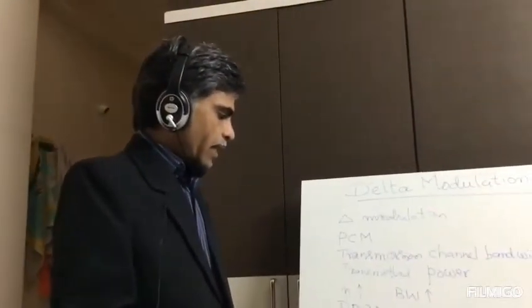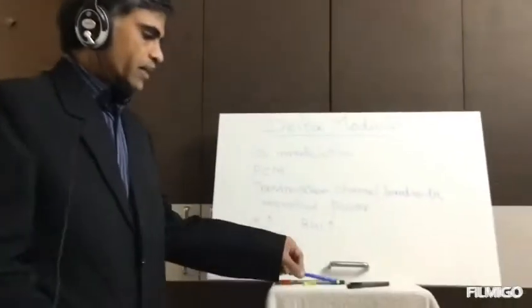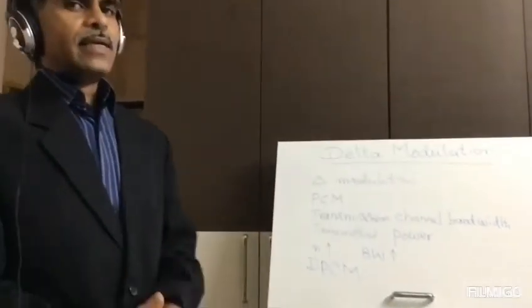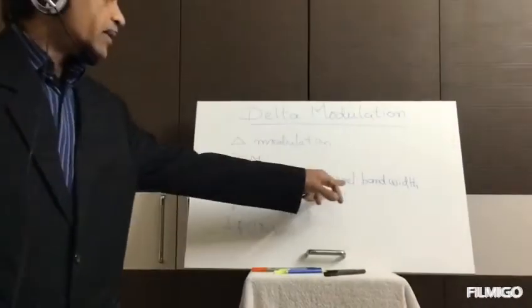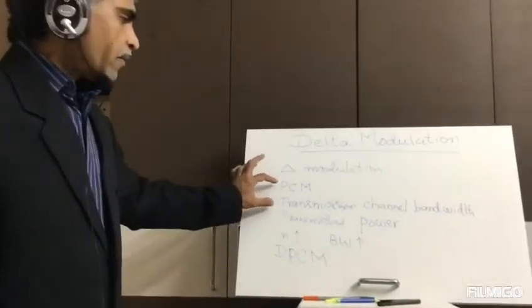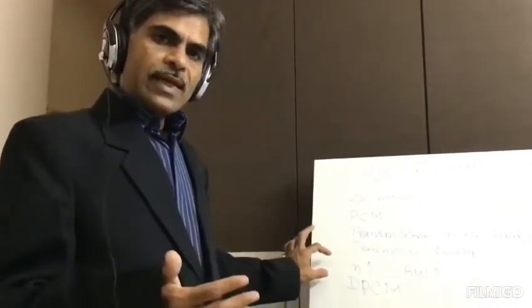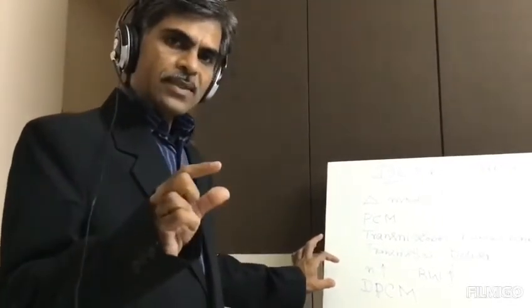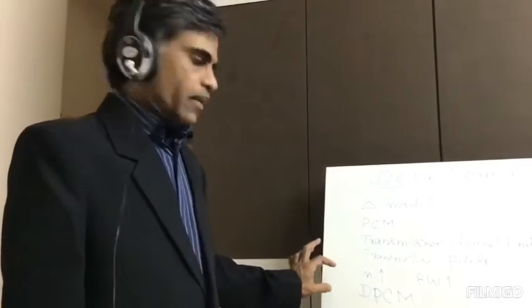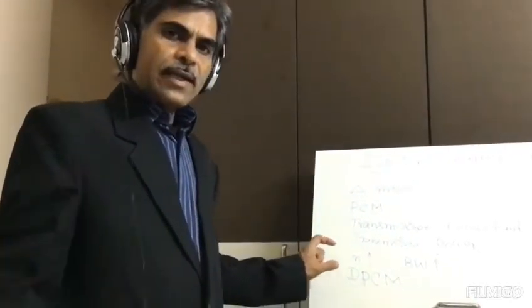It is expanded as differential pulse code modulation. What is the mechanism here to implement this DPCM, and what are the merits of DPCM over PCM? As I said earlier, as we have to conserve the channel bandwidth, so we are moving from PCM to DPCM, where instead of quantizing as well as coding or encoding the absolute amplitude of each sample, we will encode only the difference between successive samples.